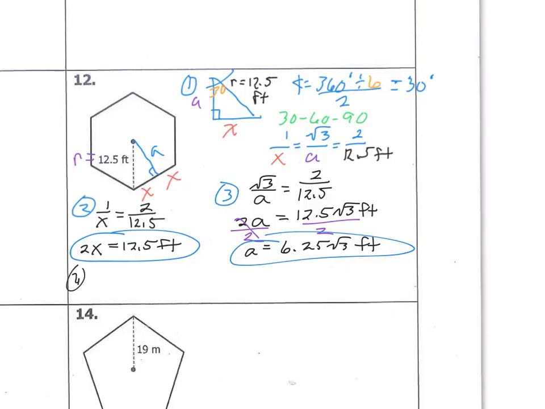Last step, you can do it. Step 4. A equals 1/2 P times A. 1/2 times. How do I find perimeter? 6 sides. Yep. 6 sides times my side length is 12.5 feet. My apothem is 6.25 radical 3 feet. This time, which one appears to be the ugliest? This one here. So I actually, if I were you, would put this in my calculator first.